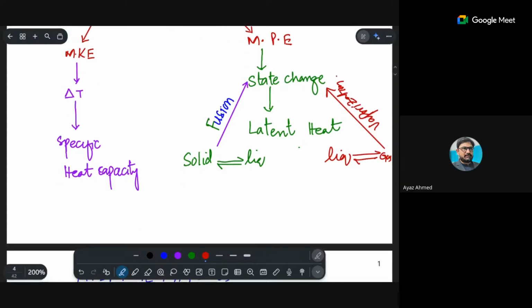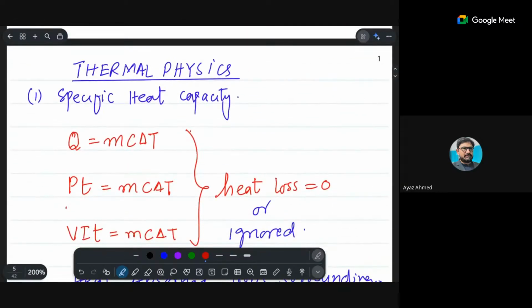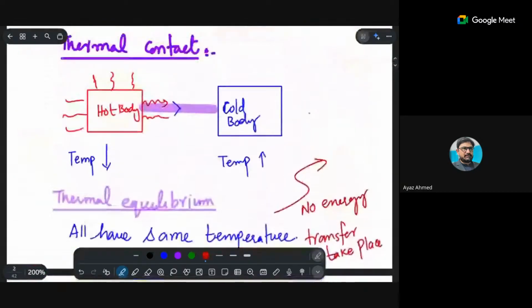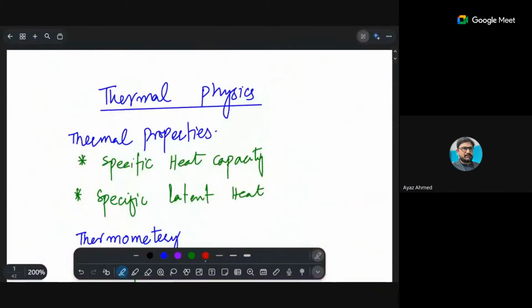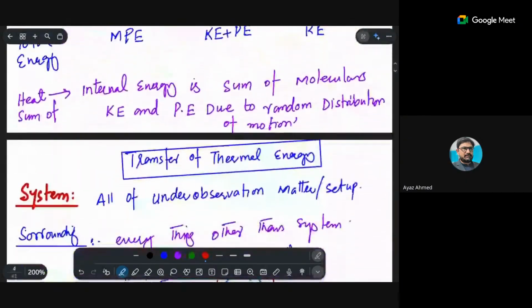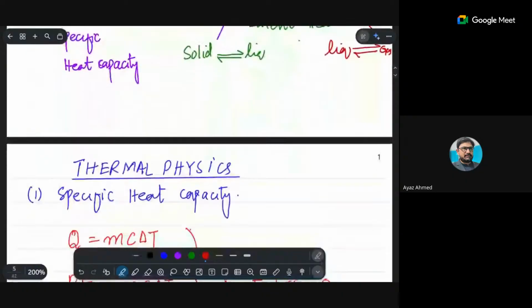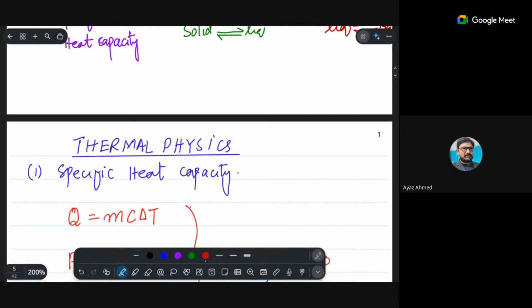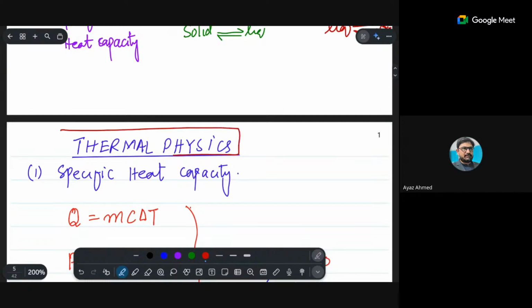Okay, so that is why I have started my topic from specific heat capacity. Before that, this entire knowledge must be there with the student, that how I just switched directly here. Okay, so inshallah, we will discuss this topic by tomorrow, this specific heat capacity and all other stuff.